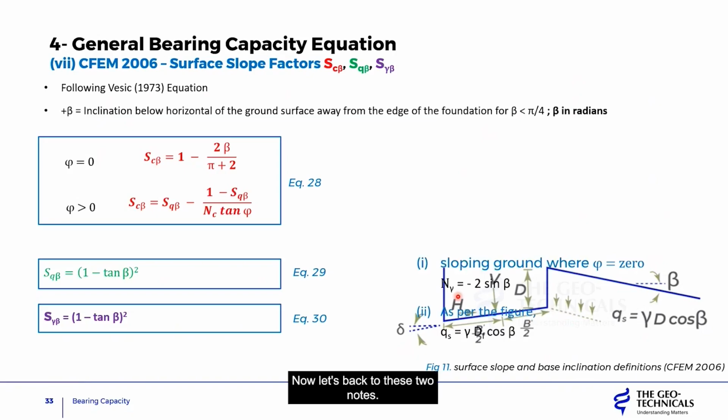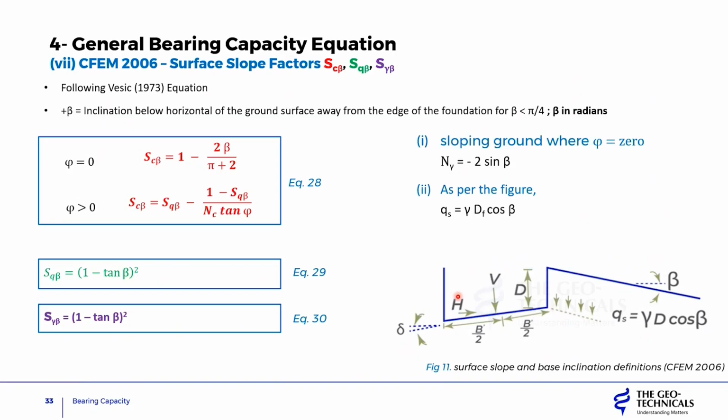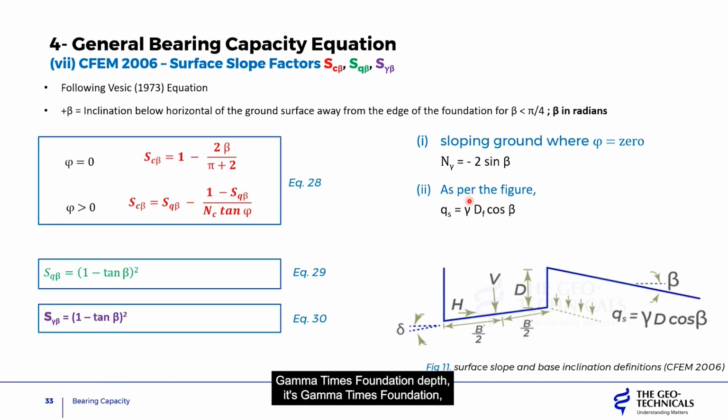Now let's go back to these two notes. Where phi equals 0, N gamma is going to equal minus 2 sine beta. And if phi equals 0, actually, you don't need the N gamma. Again, for sloping ground where phi equals 0, N gamma is going to equal minus 2 sine beta. And from the figure, q_s is not just gamma times foundation depth, it's gamma times foundation depth times cosine beta.